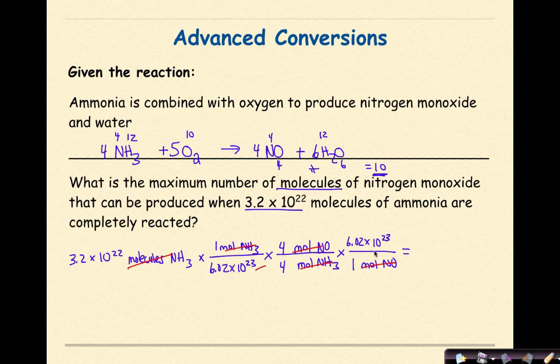But now even something more interesting happens. Turns out that I can look at this and say, well, my Avogadro's number is going to cancel. And the 4 and the 4 are going to cancel. So what do I have? Well, I have what I started with, which is 3.2 times 10 to the 22nd molecules of NO. Now, is there a faster way of doing this?